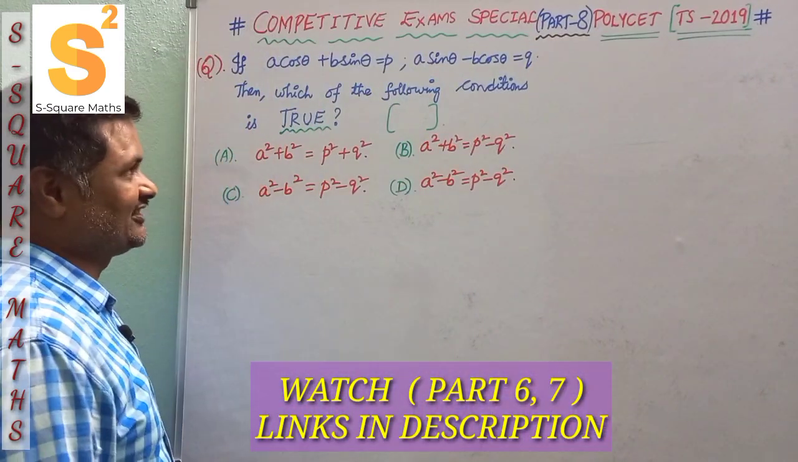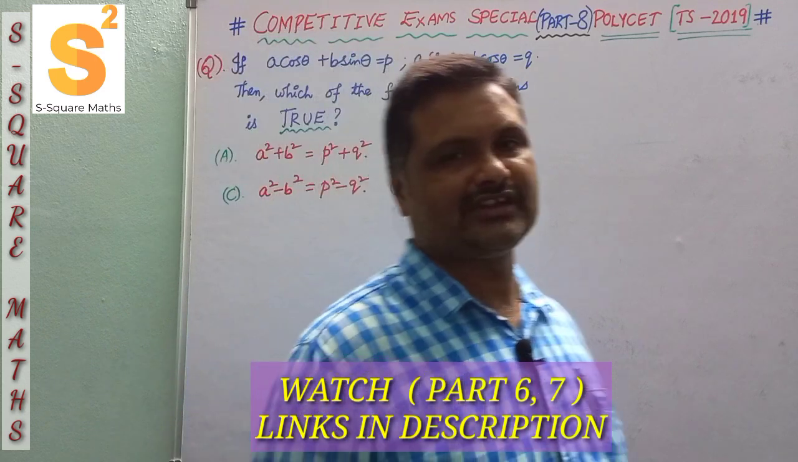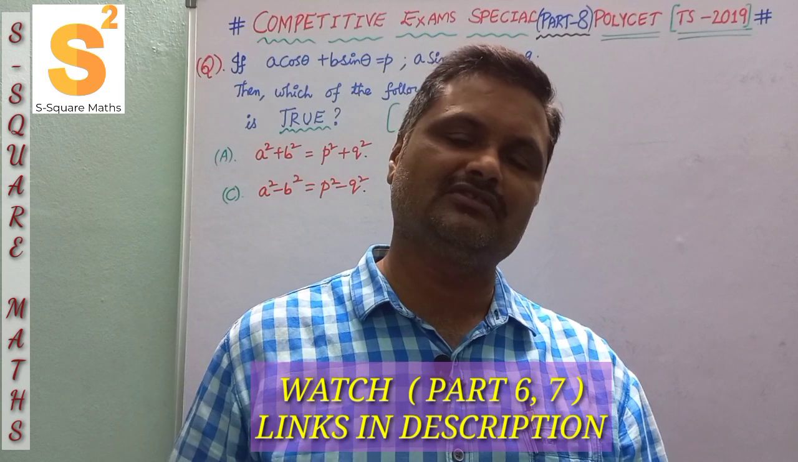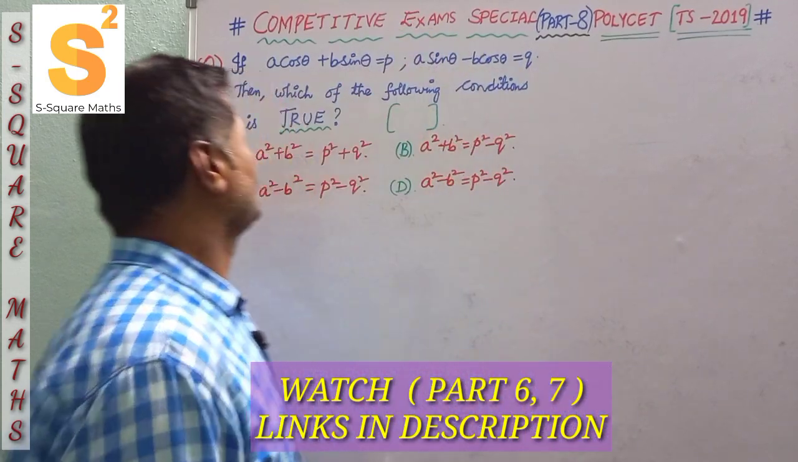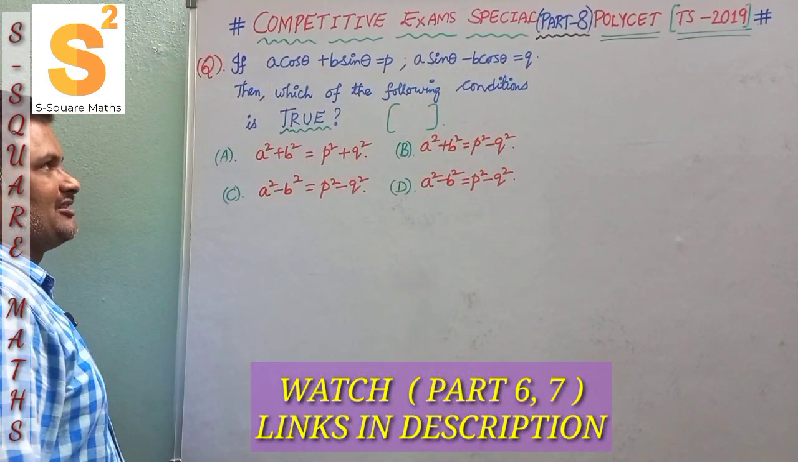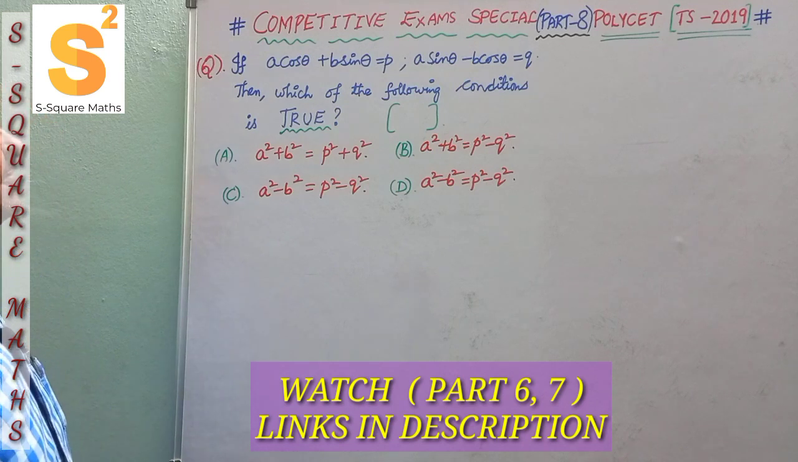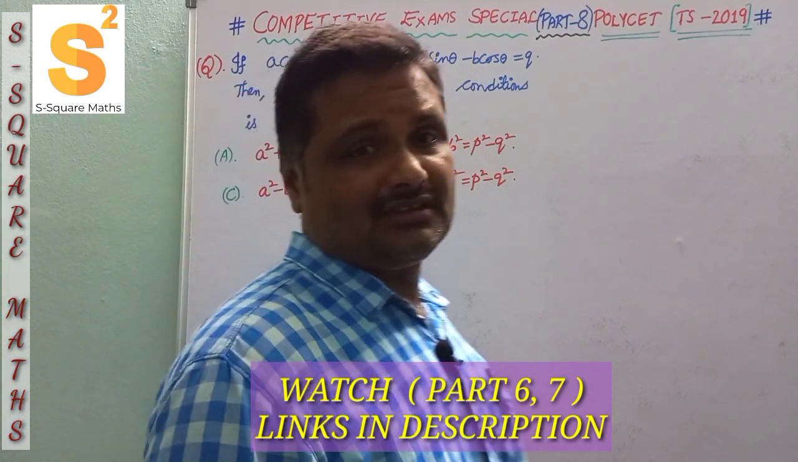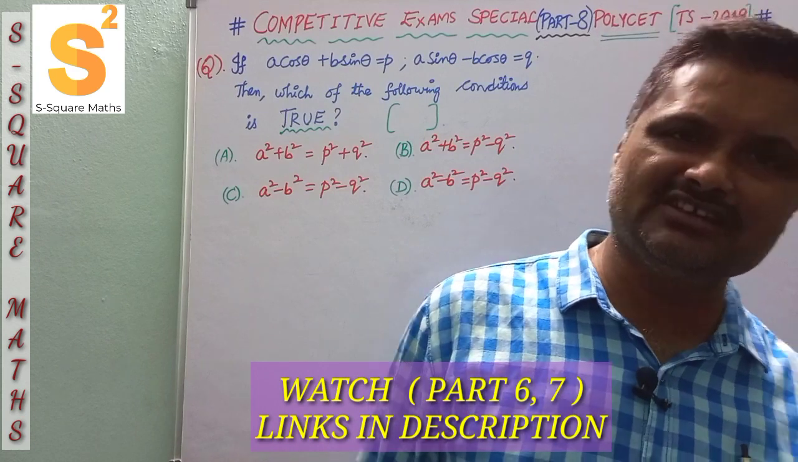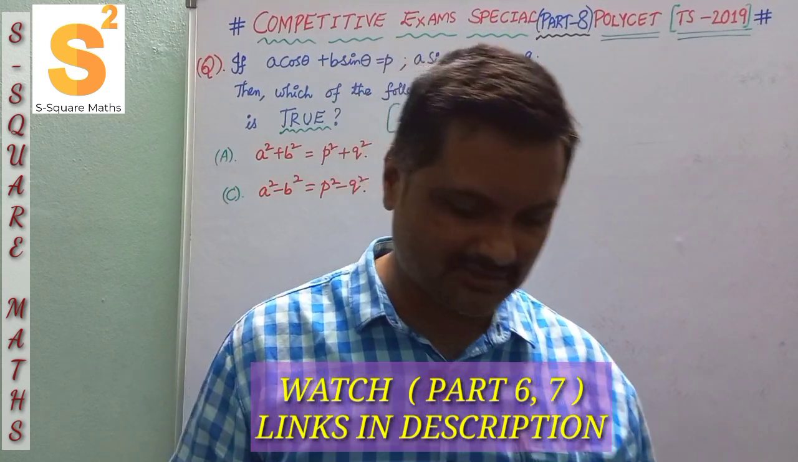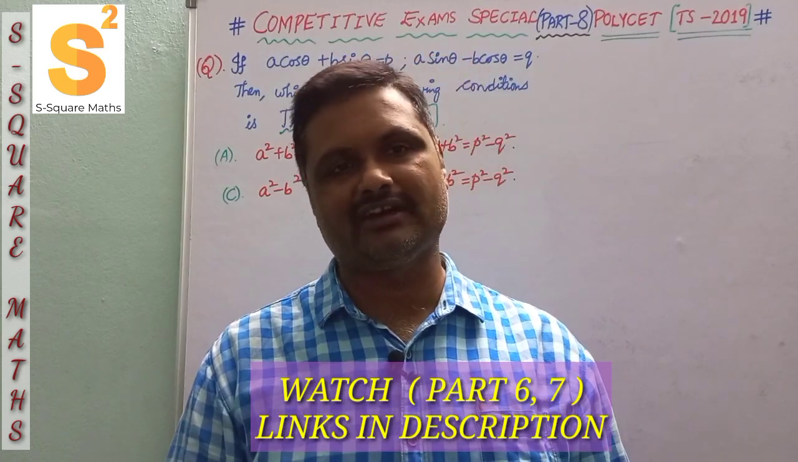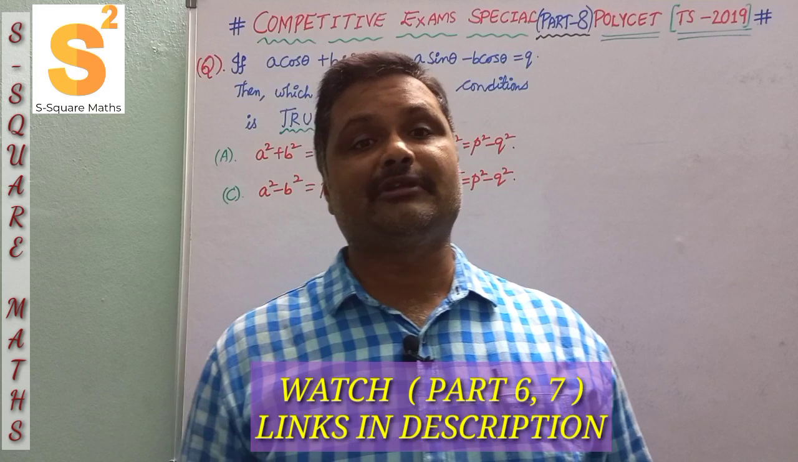Now, competitive exam special, 8th part, Polyset TS 2019. Today trigonometry once again plays a crucial role with this problem. If A cos theta plus B sin theta is equal to P and A sin theta minus B cos theta is equal to Q, then which of the following conditions is true? Don't be panicked by seeing the question. It may be different for the present syllabus of SSC. This is out of it, but it plays an important role in the intermediate also.